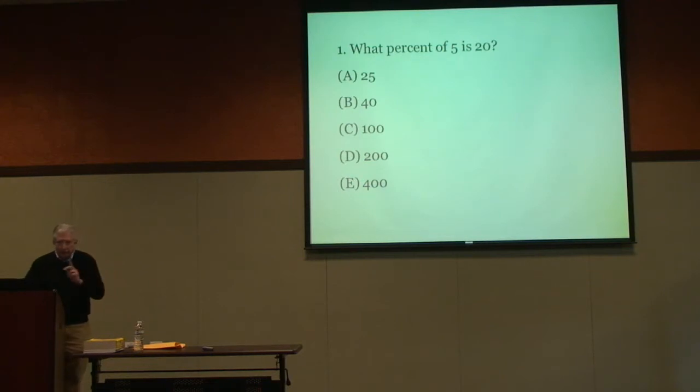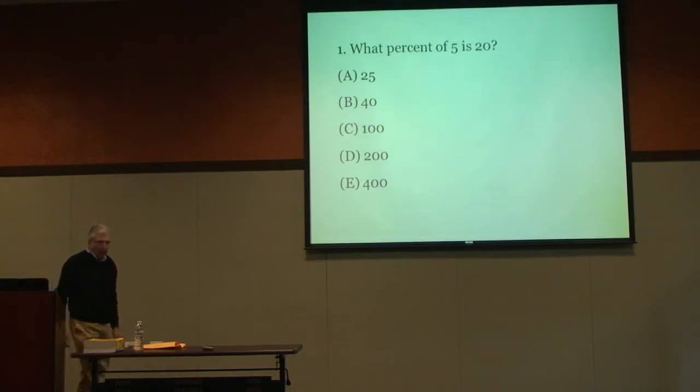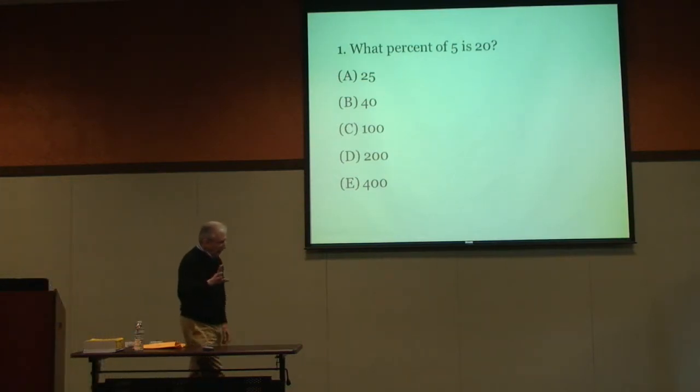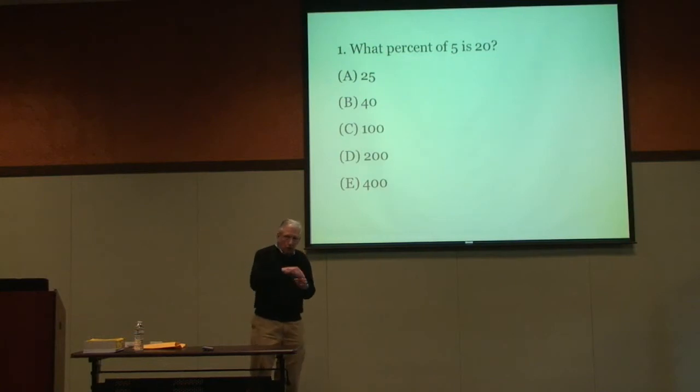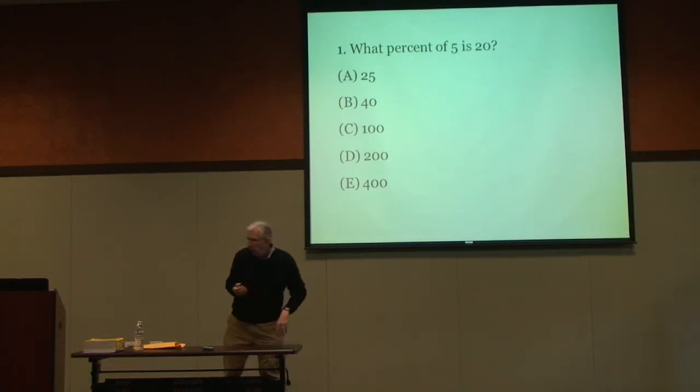So let me do an interesting question where 65% of the California kids got this wrong. What percent of 5 is 20? And this is what happens. Kids will say, well, do I put the of over the is? Do I do this?